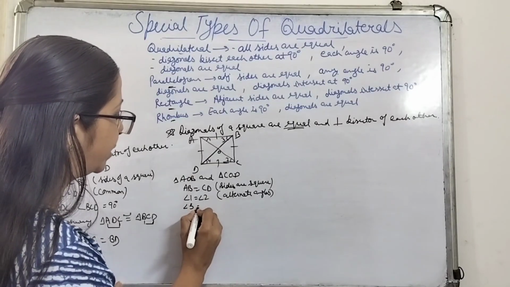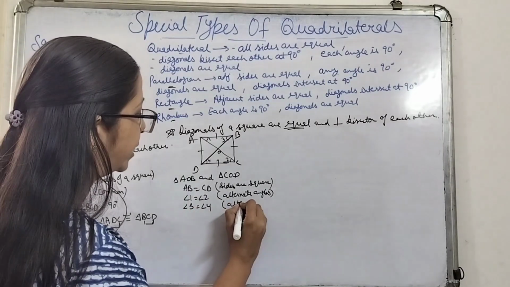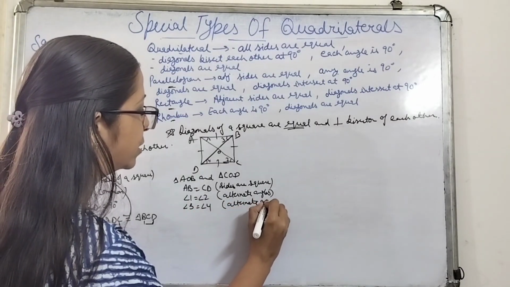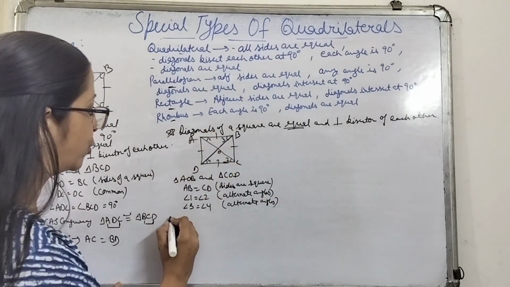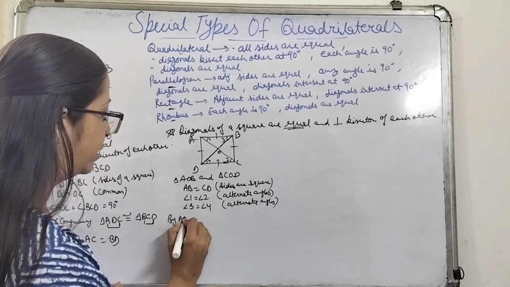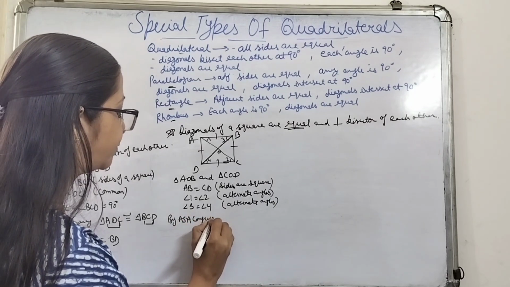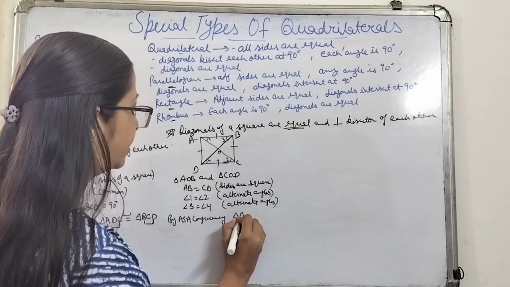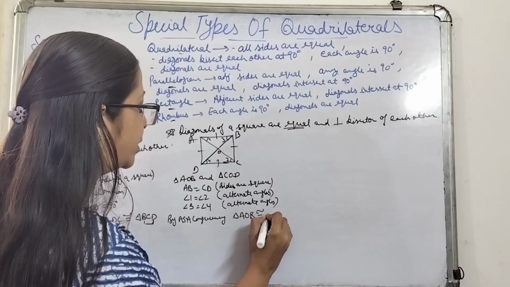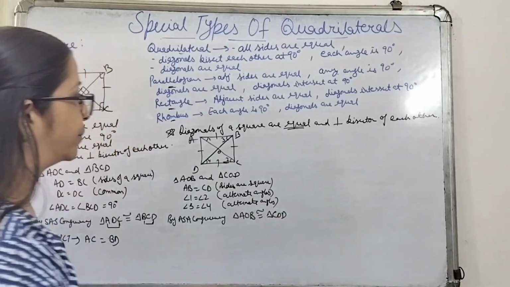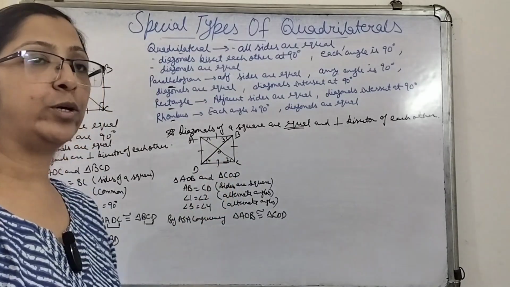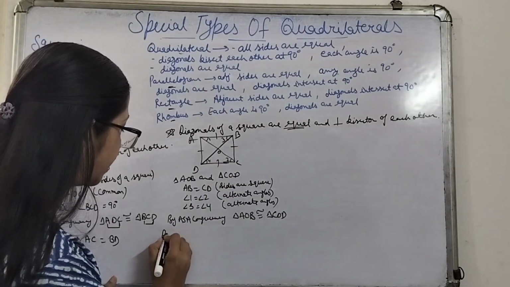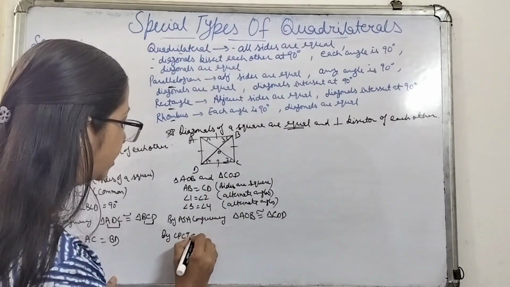So angle 3 will be equivalent to angle 4. They are again your alternate angles. So we can say that by ASA congruency, triangle AOB will be congruent to triangle COD. These two triangles will be congruent. And if triangles are congruent, we can say that by CPCT, their corresponding parts will be equal.